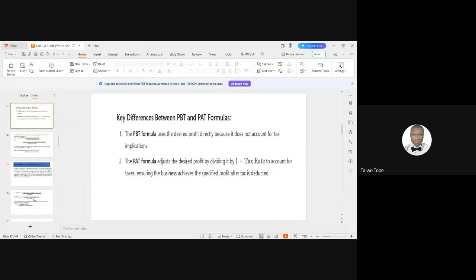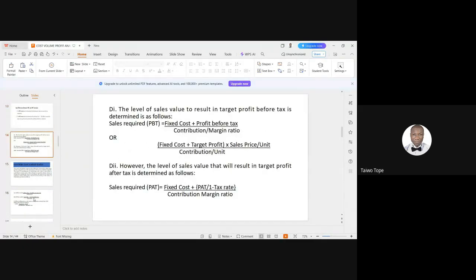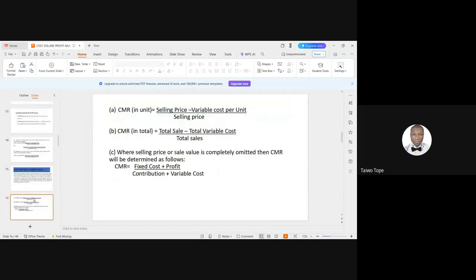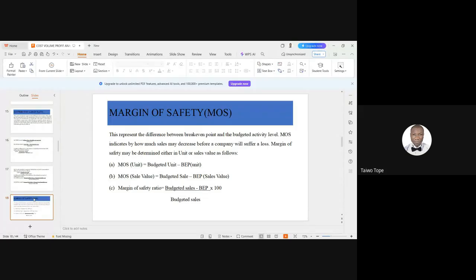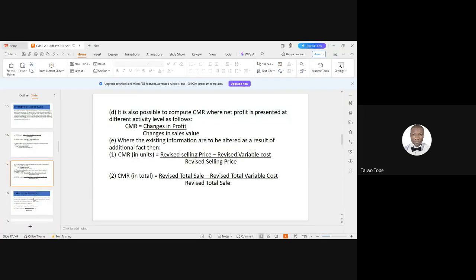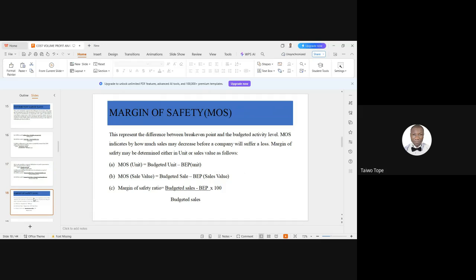So this is just a way of revising some of the things we've learned over time. Still under that, you can be asked to determine the issue of margin of safety. What is margin of safety? Margin of safety.